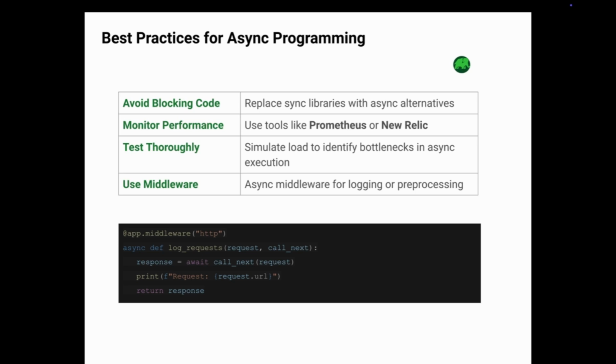Your event loop will keep running, handling other requests while waiting for IO-bound tasks.